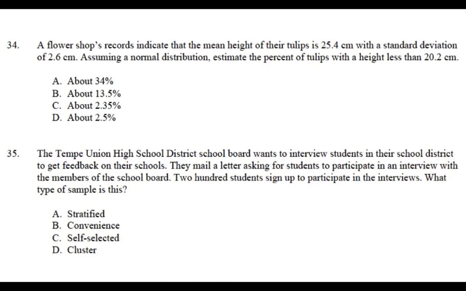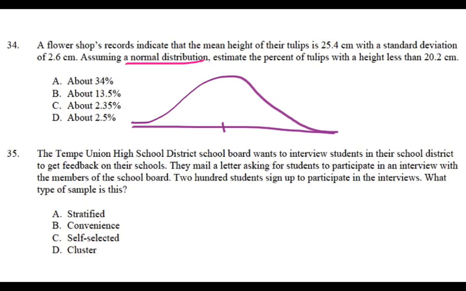Alright, 34. A flower shop's records indicate that the mean height of their tulips is 25.4 centimeters with a standard deviation of 2.6. Assuming a normal distribution again, estimate the percent of tulips with a height less than 20.2 centimeters. So again, let's draw the normal curve. We got our mean in the middle, which is 25.4. 1, 2, 3. 1, 2, 3.